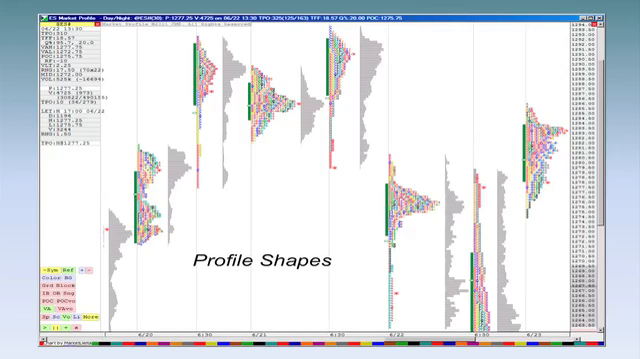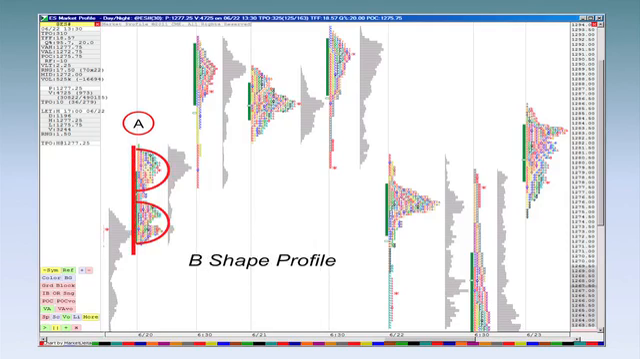So for instance, let's just focus on this one particular profile right here, which has the letter A above it, and see what it tells us. It's an interesting shape because it has two clusters. Unlike the common normal curves that we have seen previously, this one has two of them. And it actually has a name. It's known as a B-shape profile. And here's what happens. It looks like the letter B.